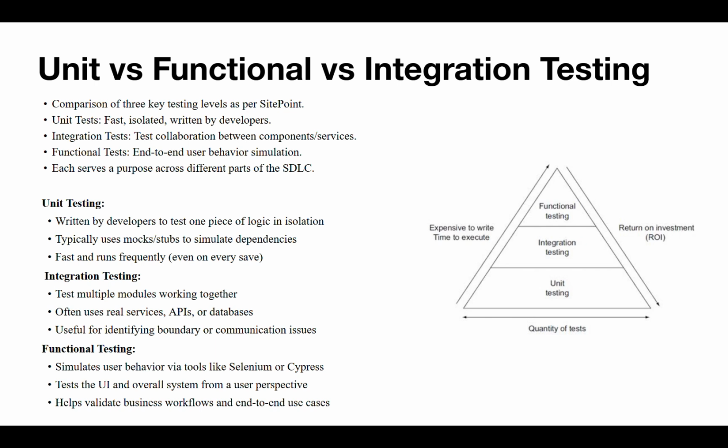A good practice is to follow the testing pyramid: lots of unit tests, fewer integration tests, and mainly a few end-to-end tests. Unit tests give us fast feedback, integration tests catch communication errors, and functional tests confirm that your application works well in real-world conditions. All three are important, but each serves a different purpose.